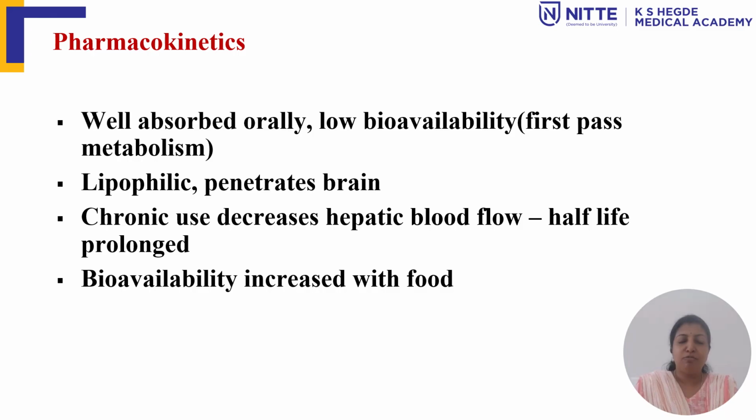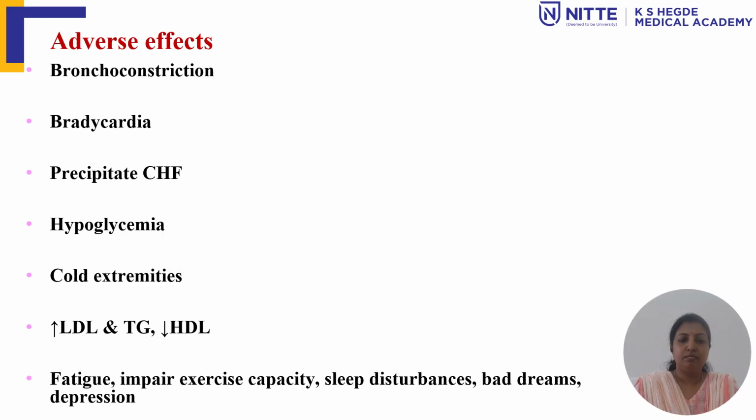Coming to the pharmacokinetics of propranolol, they are well absorbed orally, but they have low bioavailability because of first pass metabolism in the liver. They are lipophilic and they can penetrate the brain. The metabolism of propranolol is dependent on hepatic blood flow. So chronic use can decrease the hepatic blood flow. Its own bioavailability is increased and the effect of T half is prolonged. The bioavailability of propranolol is increased with food because food decreases its first pass metabolism.